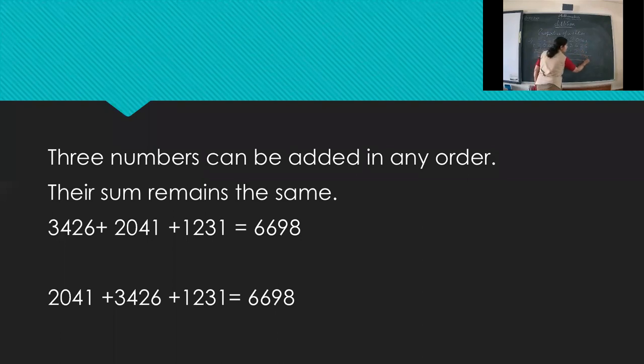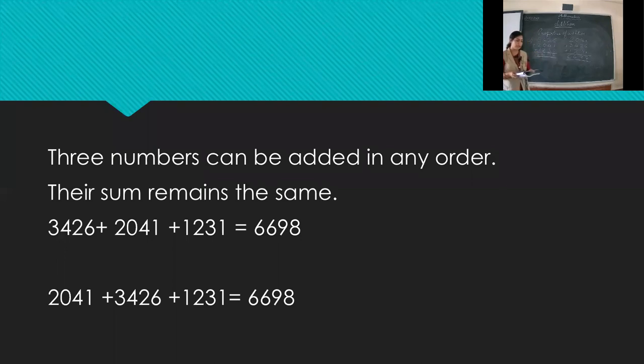7 plus 1 is 8. 4 plus 2 is 6. 6 plus 3 is 9. 0 plus 4 is 4. 4 plus 2 is 6. 2 plus 3 is 5. 5 plus 1 is 6. So can you see our answer is coming same? Similarly, you can take any number first, second or third, your answer will be same. I hope this property is also clear to you.